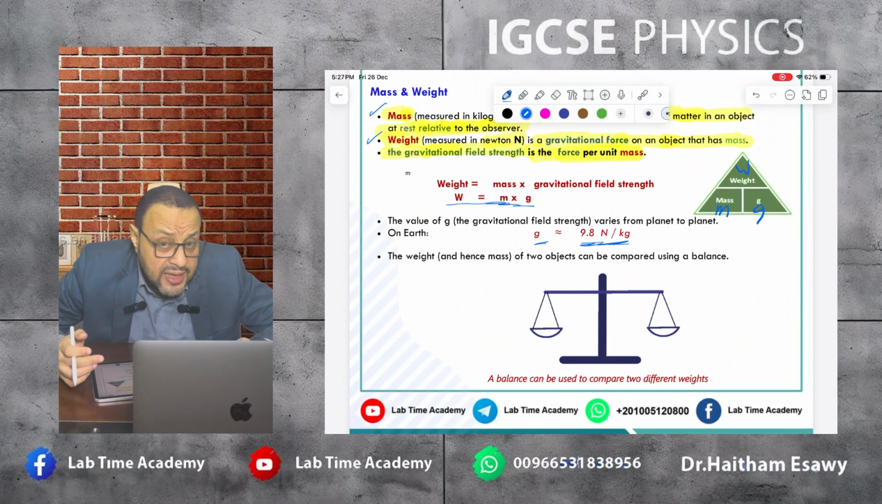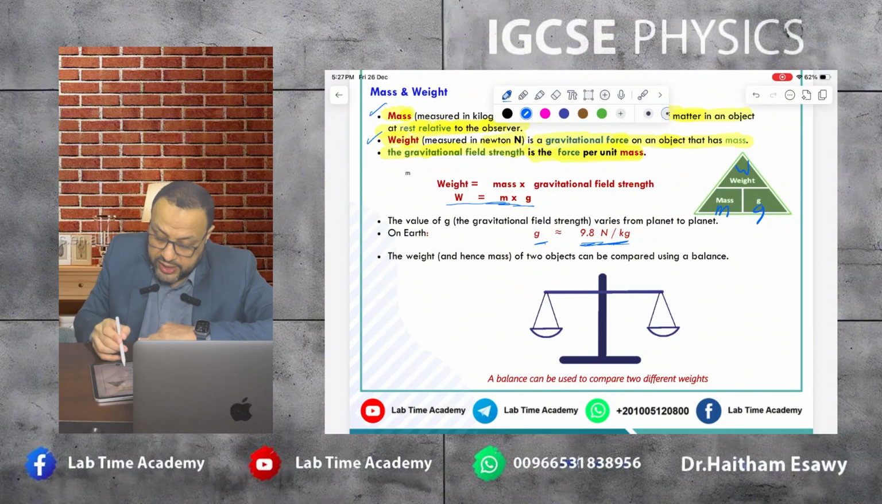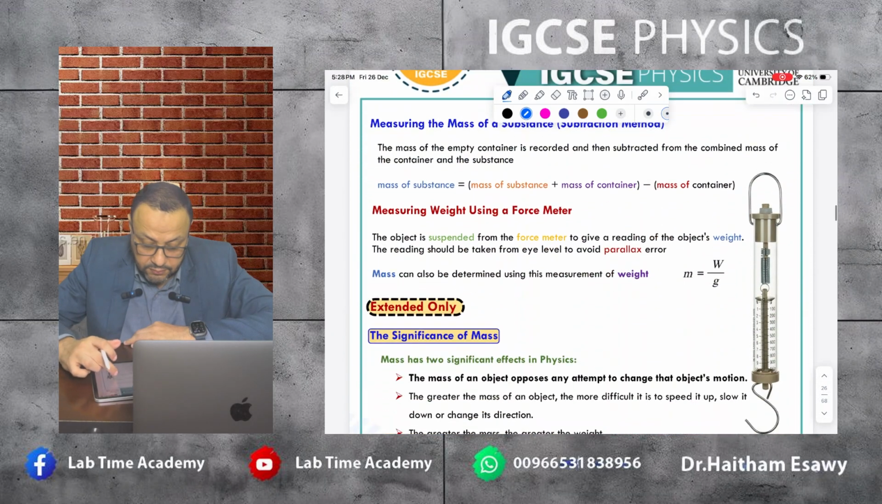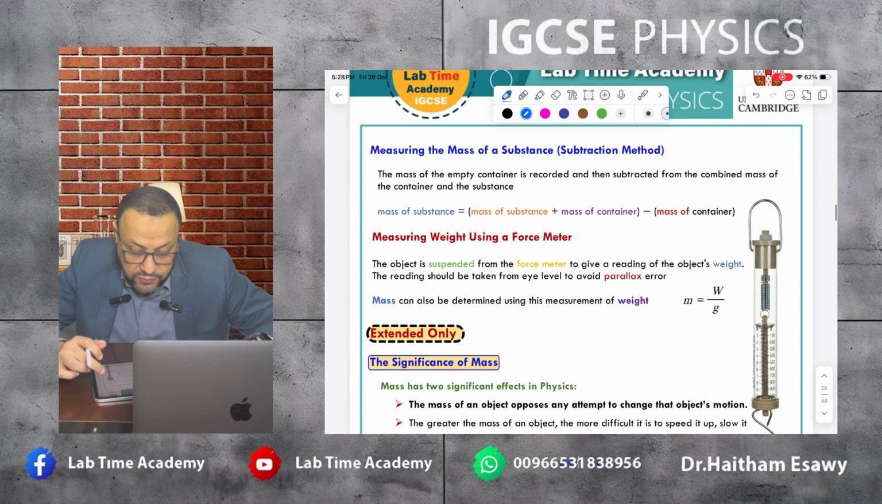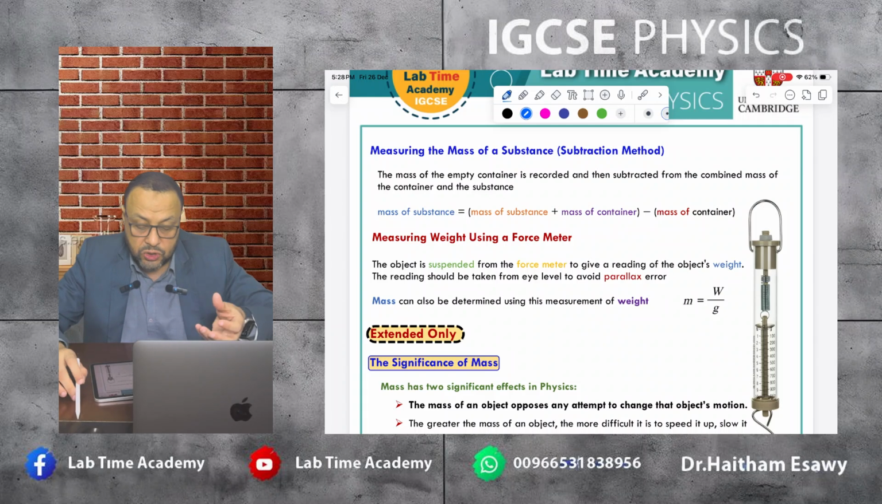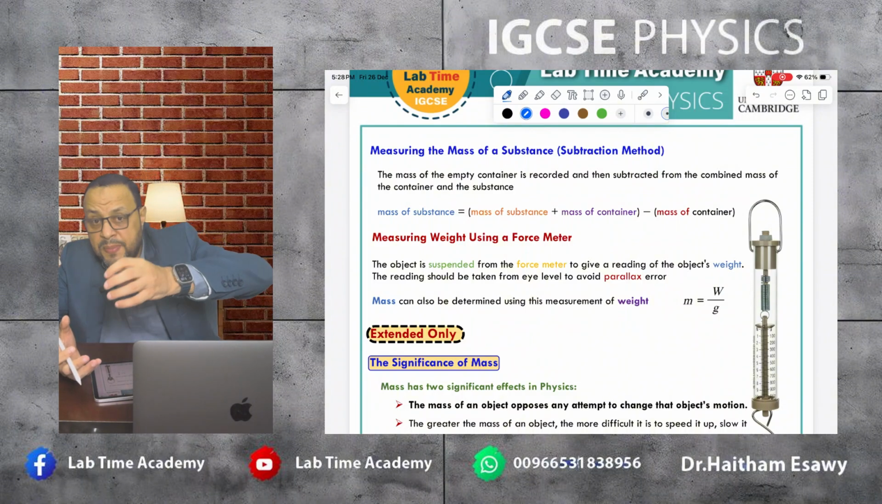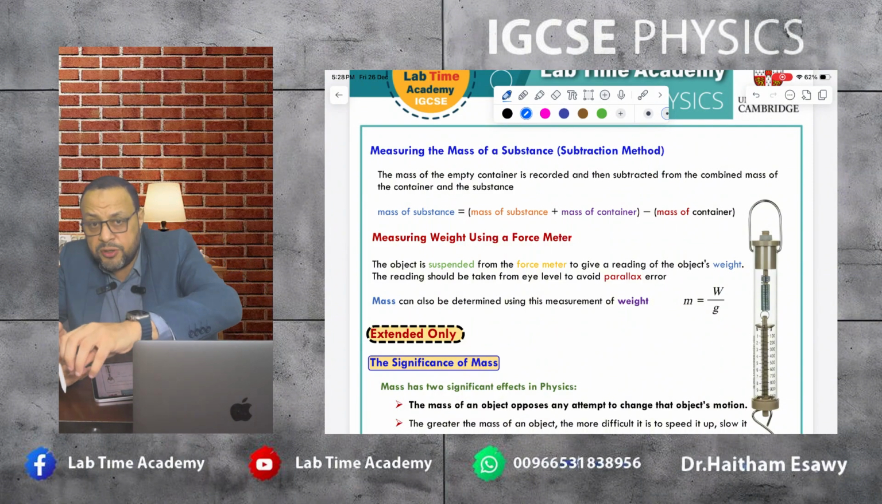How can I measure the mass? I can measure the mass by using a balance. Here we have a top pan balance to measure the mass. Measuring the mass of a substance, subtraction method. What about the subtraction method? Actually, if I want to measure the mass of the substance, I can measure it directly by putting it on the balance to get the reading and then record the reading.